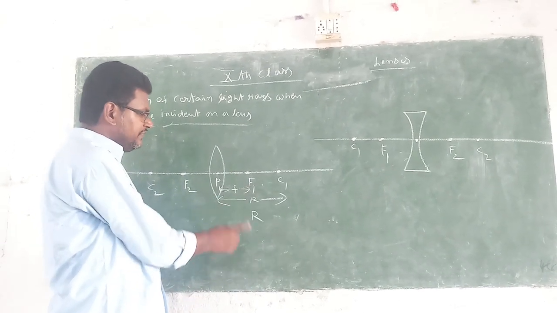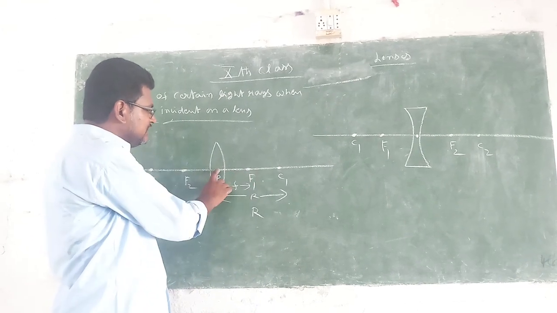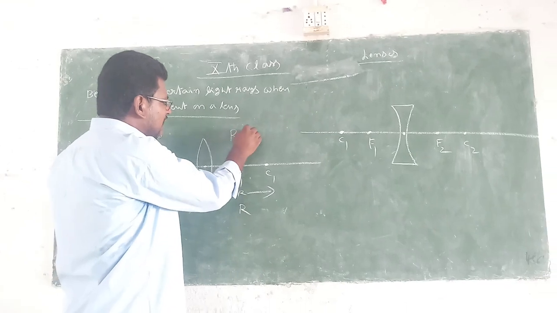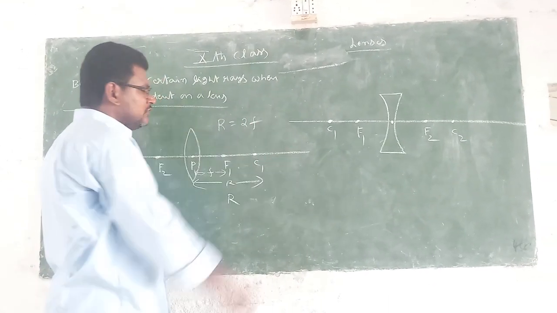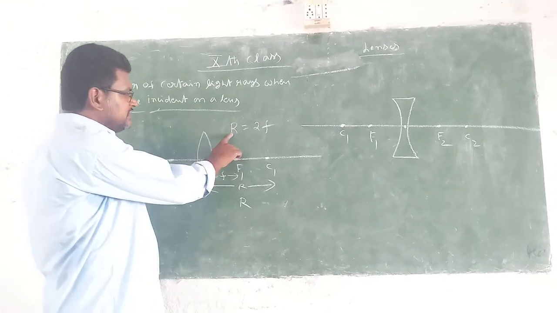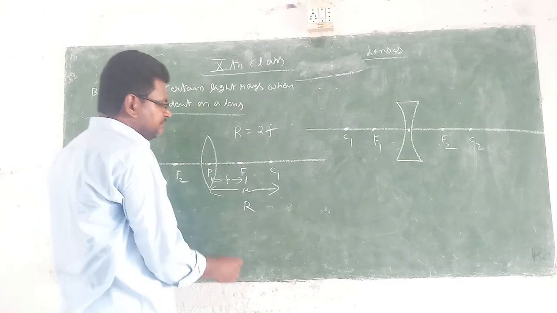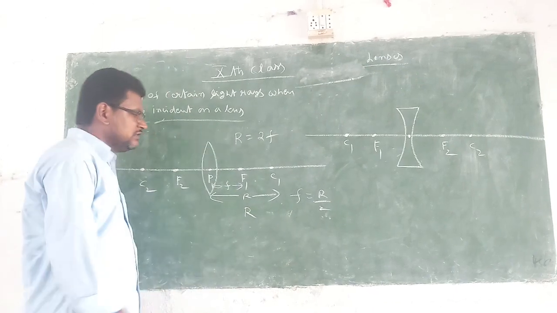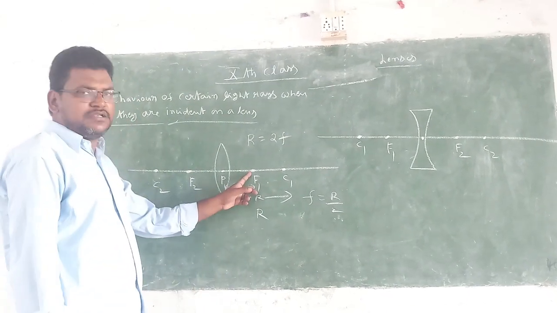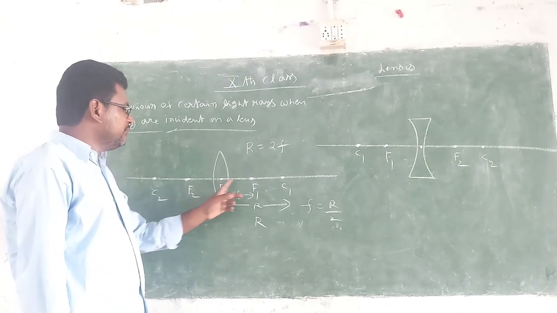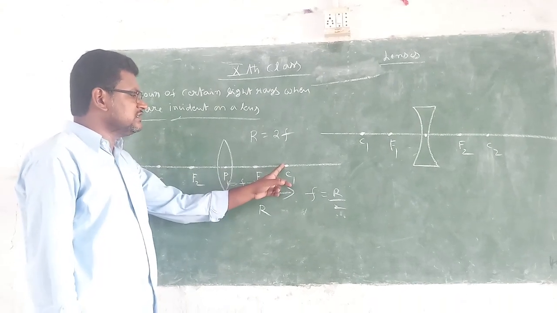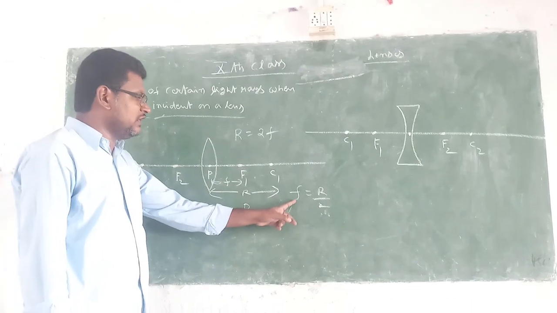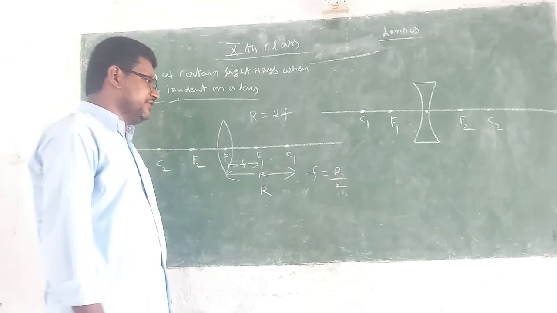Then what is the relation between radius of curvature and focal length? So radius of curvature R is equal to 2f. Then focal length f is equal to R by 2. That means the focal point lies at the middle between optic center and center of curvature. So radius R is equal to 2f, or else focal length f is equal to R by 2.